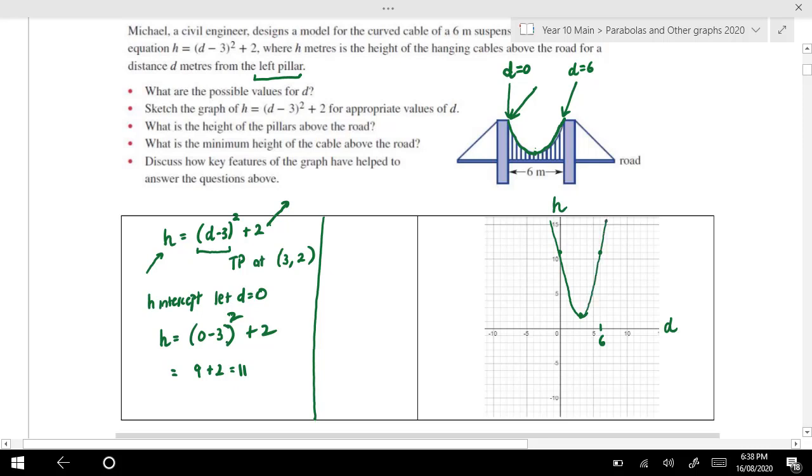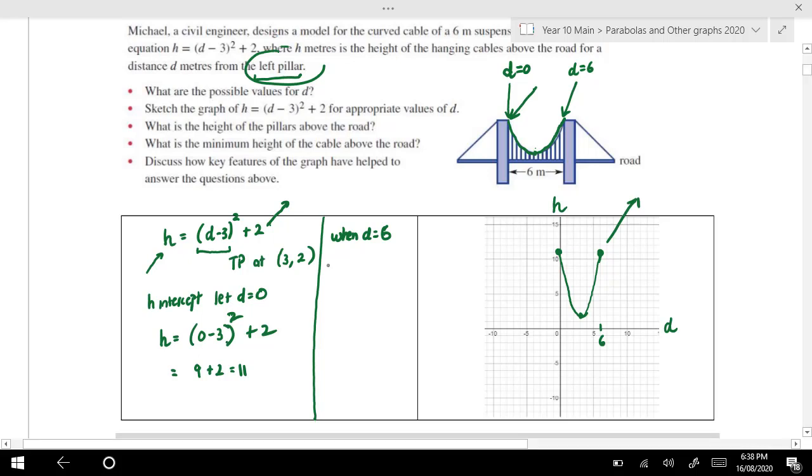But we wouldn't sketch all of those points, because we're just looking for the distance right of the left pillar. So we really don't need this part of the graph. We can start there, and the right pillar is 6 meters away, so we just want this part. Let's make sure that this is 11. When d is equal to 6, let's substitute that in.